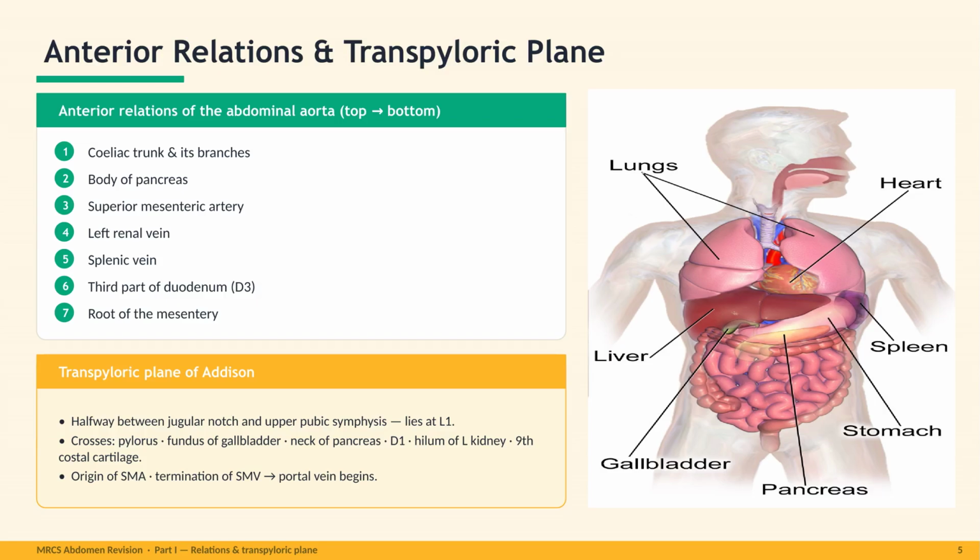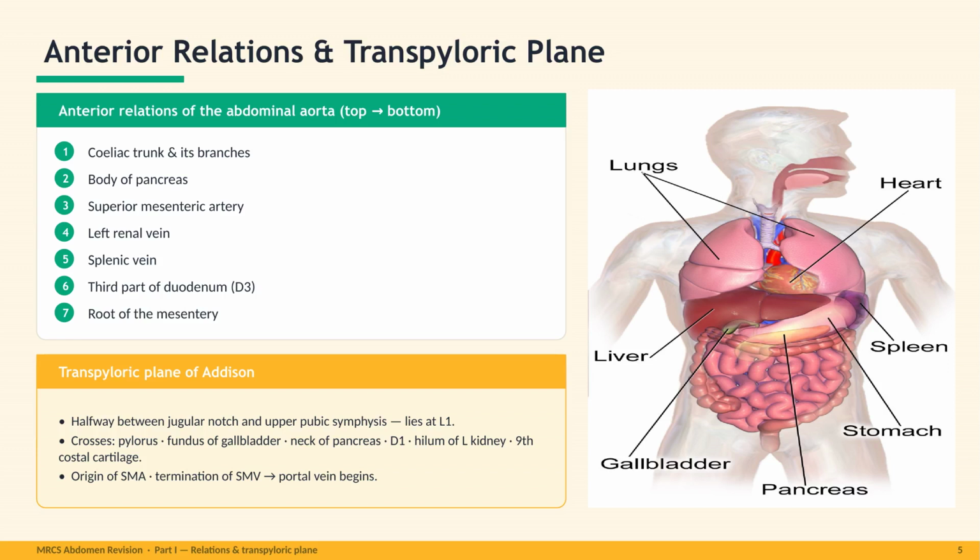Now, the transpyloric plane of Addison. It's an imaginary horizontal plane lying halfway between the jugular notch and the upper border of the pubic symphysis, at vertebral level L1. What does it cross? 6 classic structures. The pylorus of the stomach, that's where the name comes from, the fundus of the gallbladder, the neck of the pancreas, D1, the hilum of the left kidney, and the tip of the 9th costal cartilage laterally.